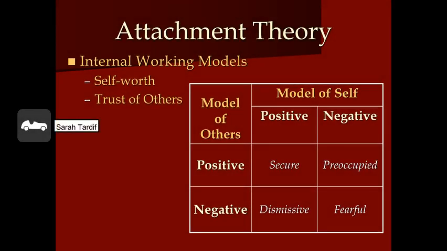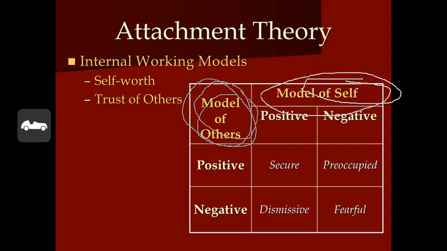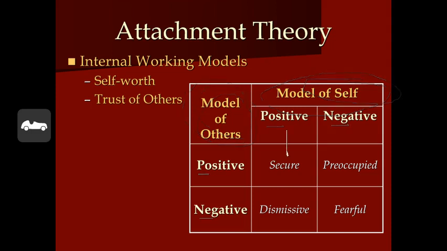So for my visual learners, this is what that looks like. It's a pretty simple breakdown, right? So if we take our two mental working models, we've got our cognitions about others and our cognitions about self. And it's super simple. Is it positive or is it negative? Positive or negative? And that results in our four attachment styles. So positive view of self, positive view of others, we have our secures. Positive view of self, but negative view of others, we have our dismissives or our anxious avoidants. Negative view of self, but positive view of others, we have our preoccupieds or anxious ambivalents. And negative view of everybody, we have our poor fearfuls.